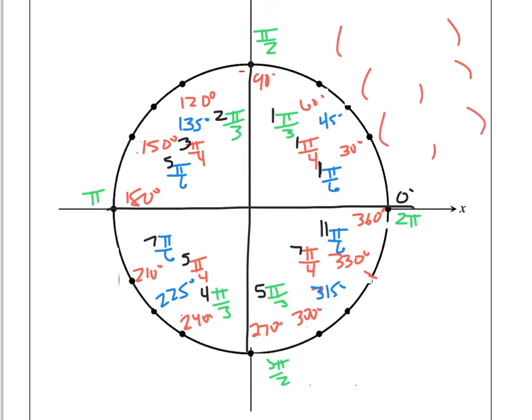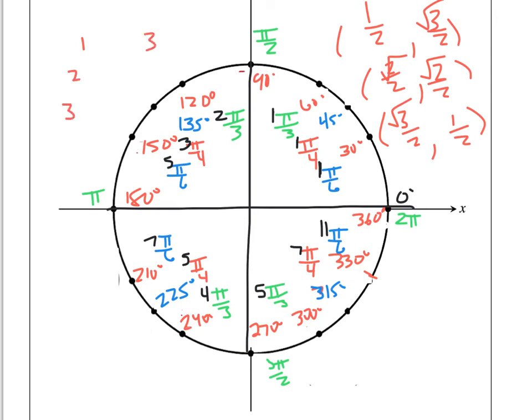All right, so my coordinates, we go 1, 2, 3, 3, 2, 1, all over 2, square root of the top. Again, 1, 2, 3, 3, 2, 1, all over 2, square root of the top.